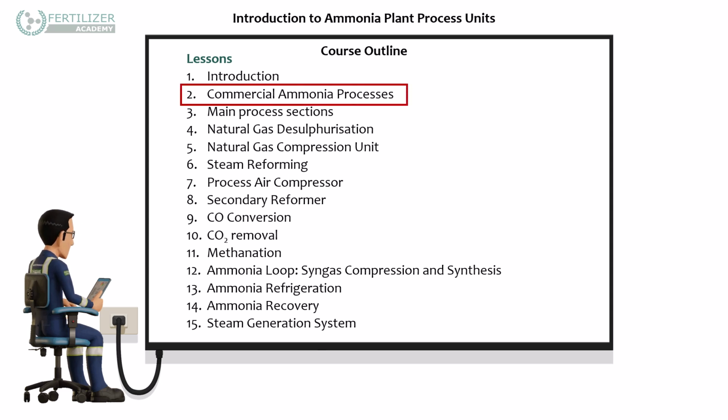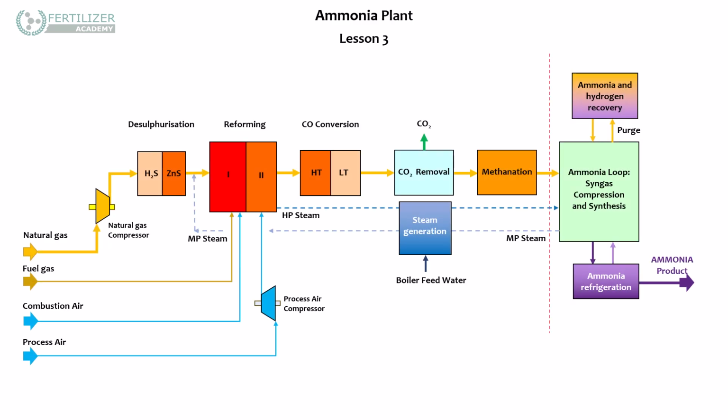In this lesson, we will review commercial ammonia processes, focusing on the key technologies applied worldwide. We will compare their process flows, examine energy efficiency, and trace the evolution of plant designs. Lesson 3. In this lesson, we will focus on the main process sections, presented in the form of a block diagram of the plant. This overview will prepare us for a detailed study of each section in the subsequent lessons.